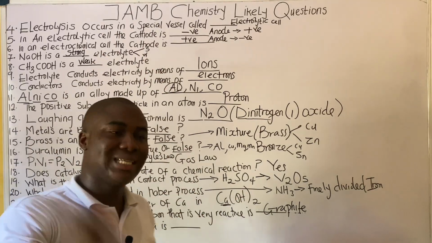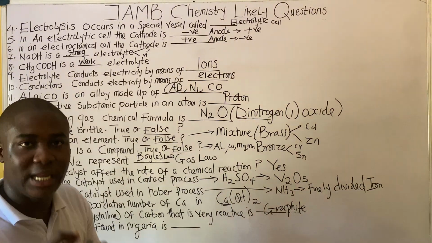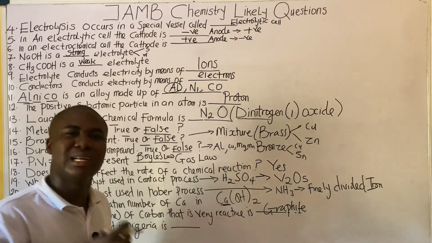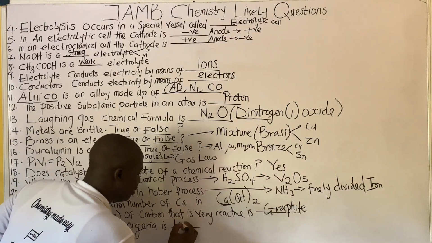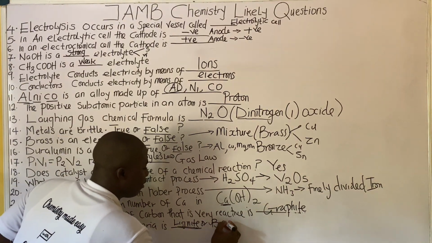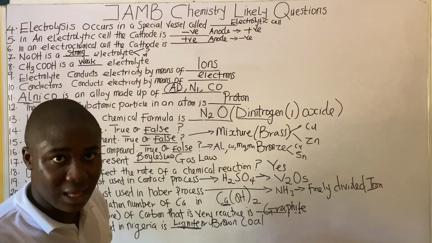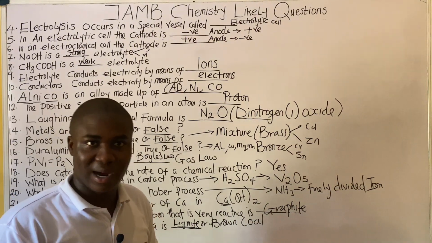Are you there? So let's get into the next question, and it says, the coal mainly found in Nigeria, what is it called? It's called lignite. Lignite is the coal that is mainly found in Nigeria, and lignite is also called brown coal. This must be noted. Are you there? So let's get into the next practice question.